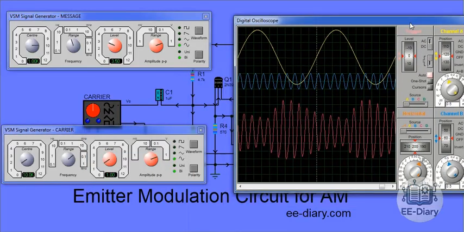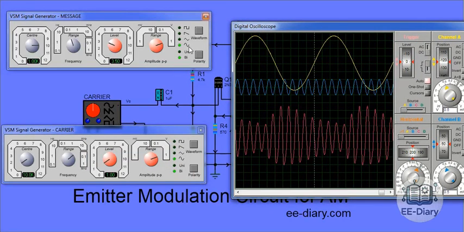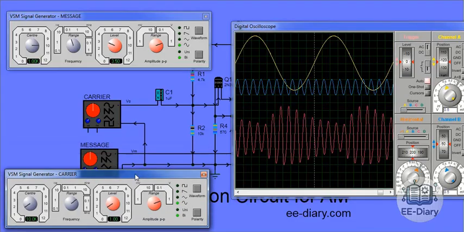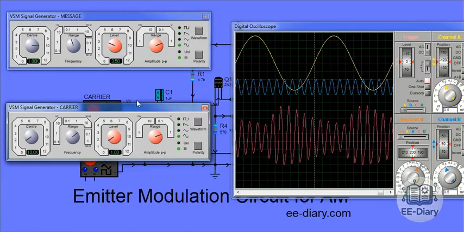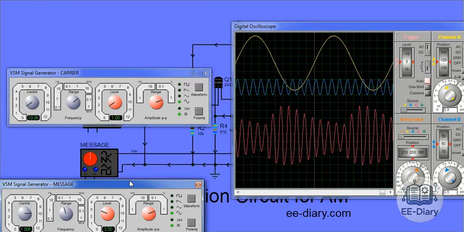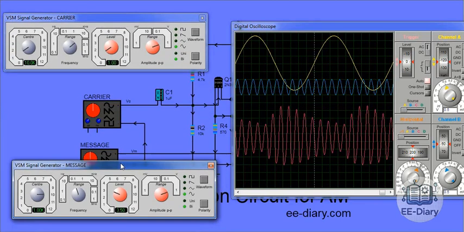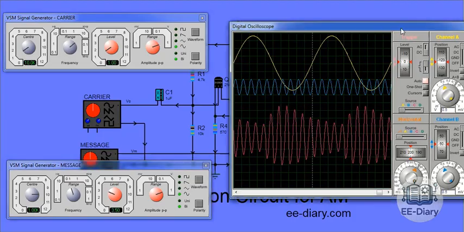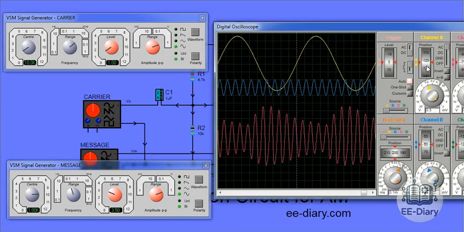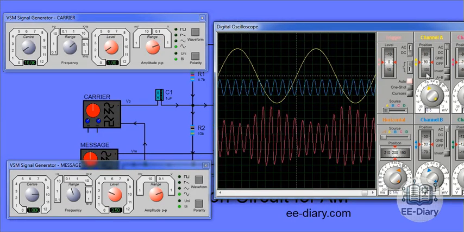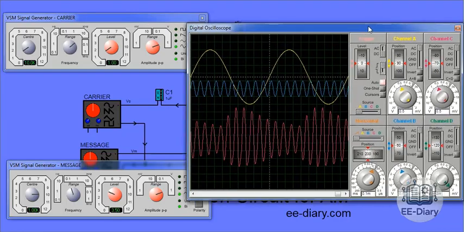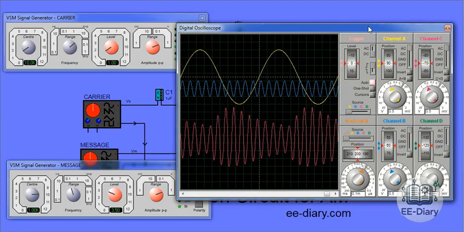Next, let's focus on the signal generators and the oscilloscope, which is positioned on the right side of the screen. On the left, we have a carrier signal generator set to a frequency of 5 kHz and an amplitude of 1 volt peak to peak. This signal is represented in blue on the oscilloscope. Below it is the message signal generator, configured to a frequency of 1 kHz with an amplitude of 3.5 volts peak to peak, shown in yellow on the oscilloscope.